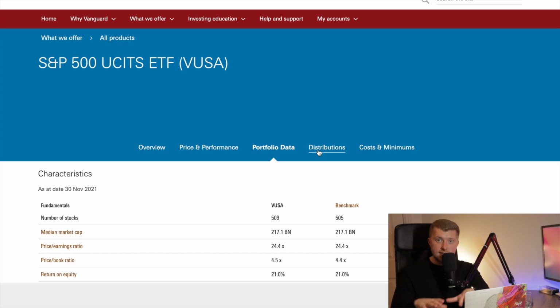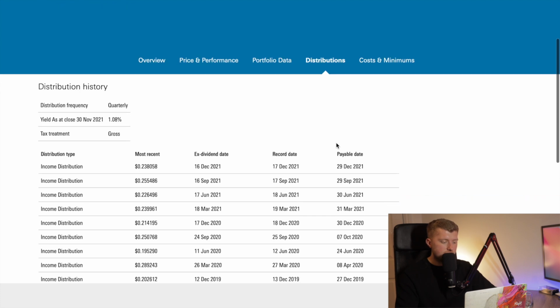So it means at any given point in time, you have complete access and exposure to the top 500 companies in the United States of America, which is a pretty powerful investment to have when you consider how much of a global powerhouse the United States is, especially when you consider pretty much all of the big major market capitalization companies are US-based companies. So let's look at the distributions in a little bit more detail.